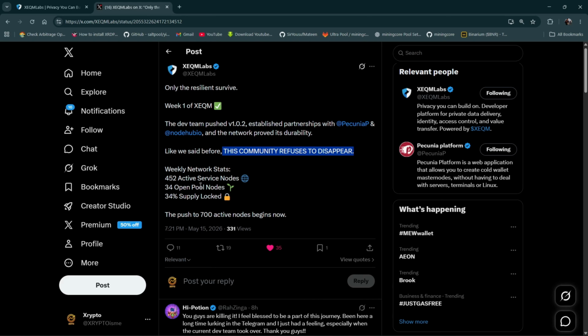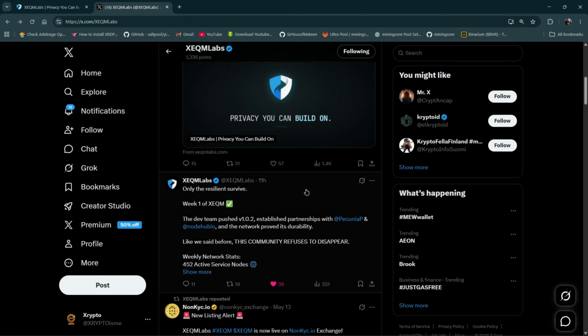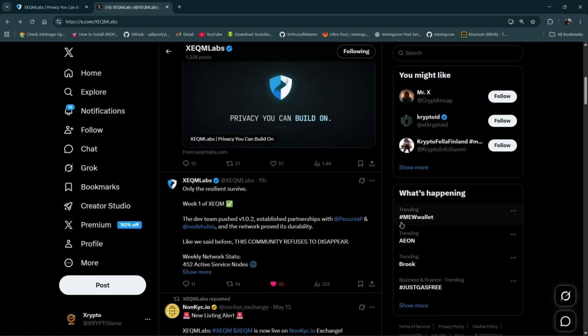Weekly network stats: 452 active service nodes, 34 open pool nodes, 34% supply locked. The push to 700 active nodes begins now. So 700 is apparently the number of nodes before for the previous coin that they transitioned from, and they all want to achieve that milestone once again. So that's why I think the 700 milestone is something they want to achieve.